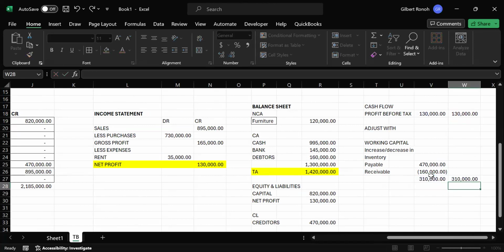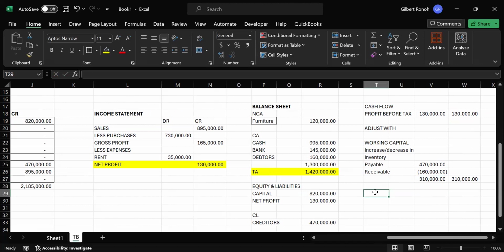And bring it here. And then I go to the investing activities. In investing activities, we have not bought any furniture or motor vehicles here. There is no cash we have used to make an investment.